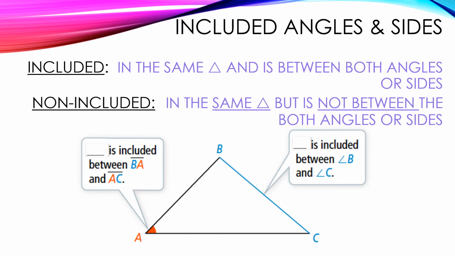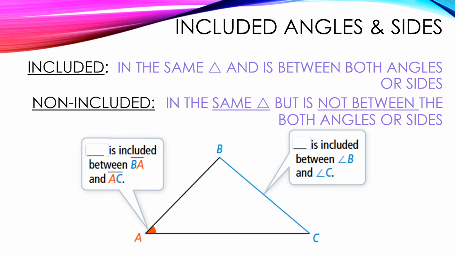So first of all, a couple of vocab words. If you have room on your note page or somewhere on your notes, write this down. So included means that they are in the same triangle and is between both angles or sides. Non-included is in the same triangle but is not between the two angles or the sides.